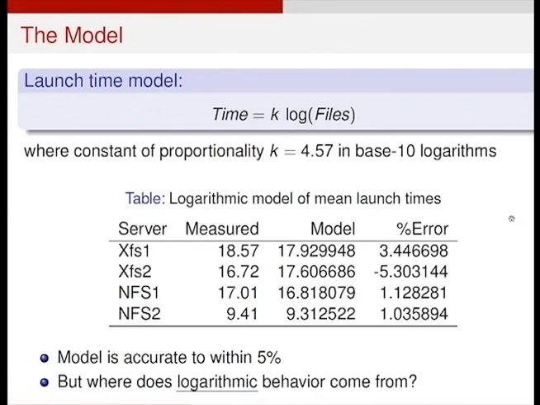This tells me that my simple logarithmic model explains what's going on to the tune of 95%. The 5% is noise, which I don't have to worry about. So the model's accurate within 5%. This gives me a high degree of confidence that I understand the relationship between the number of files and the launch time. That's a relationship that was completely and utterly unknown to anybody in the company until I came up with the model. But the remaining question this raises is, where is this logarithmic behavior coming from?